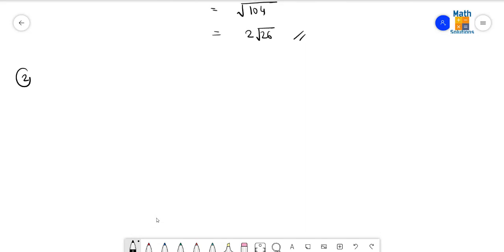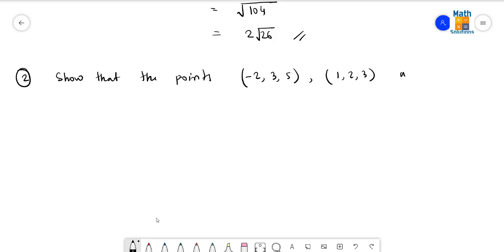After that we shall come to question number 2. In question number 2, what is given? Show that the points (-2, 3, 5), (1, 2, 3) and (7, 0, -1) are collinear.